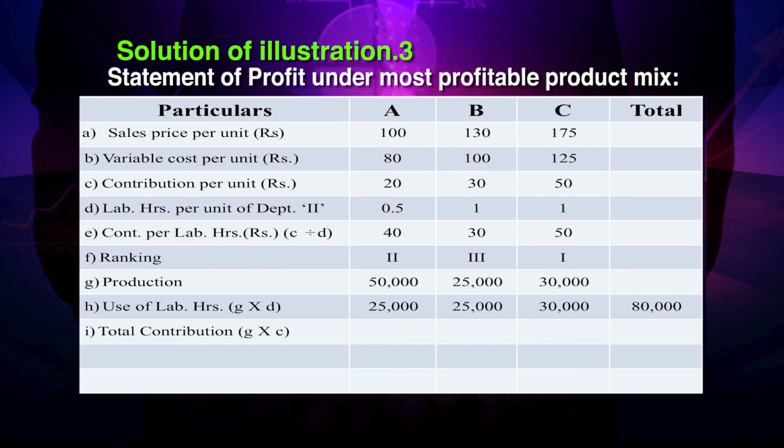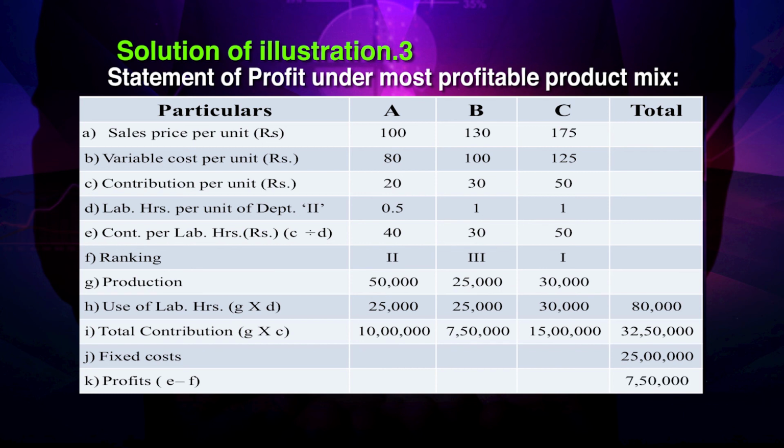Now, let us calculate total contribution, that is G into C. From product A we will get 10 lakhs, B it is 7 lakh 50,000, C it is 15 lakhs, totaling 32 lakh 50,000. Fixed cost is 25 lakhs and when we subtract it, our profit is 7 lakh 50,000.